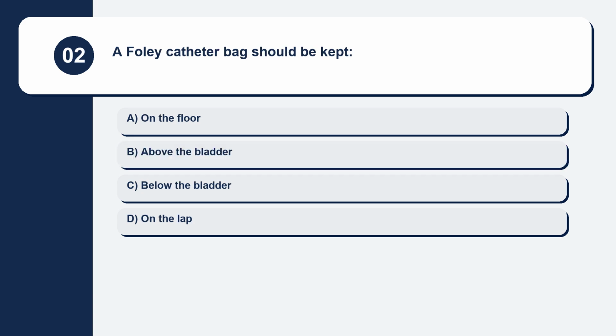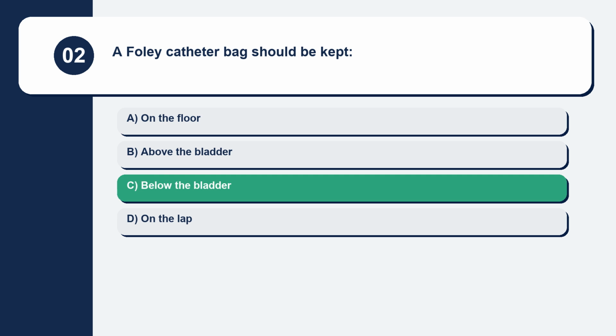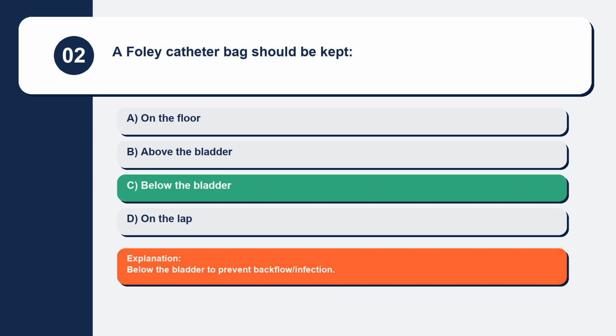Question 2. A Foley catheter bag should be kept on the floor, above the bladder, below the bladder, on the lap. Below the bladder to prevent backflow/infection.